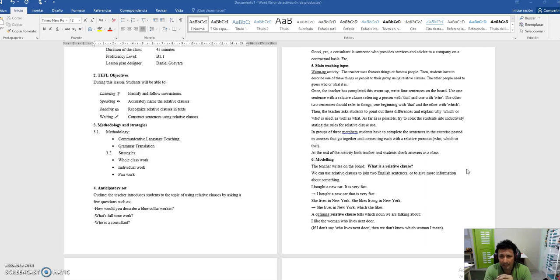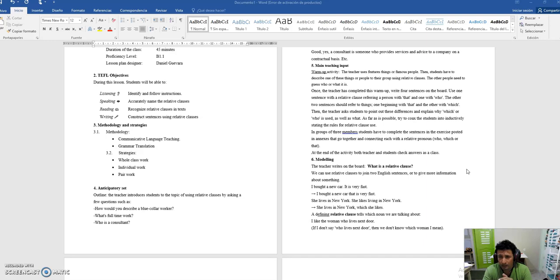Once the teacher has completed this warm-up, write 4 sentences on the board. Use one sentence with a relative clause referring to a person with that, and one with who. The other 2 sentences should refer to things, one beginning with that and the other with which. Then the teacher asks students to point out this difference and explain why that, which, or who is used, as far as possible. Try to coach the students inductively into stating the rules for relative clause use.